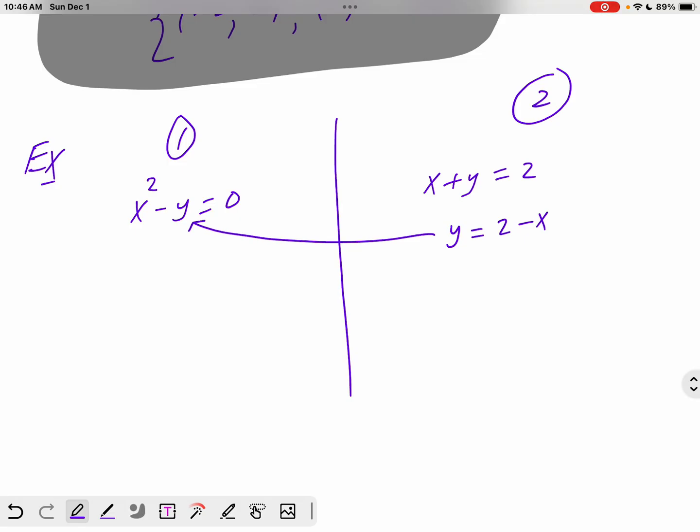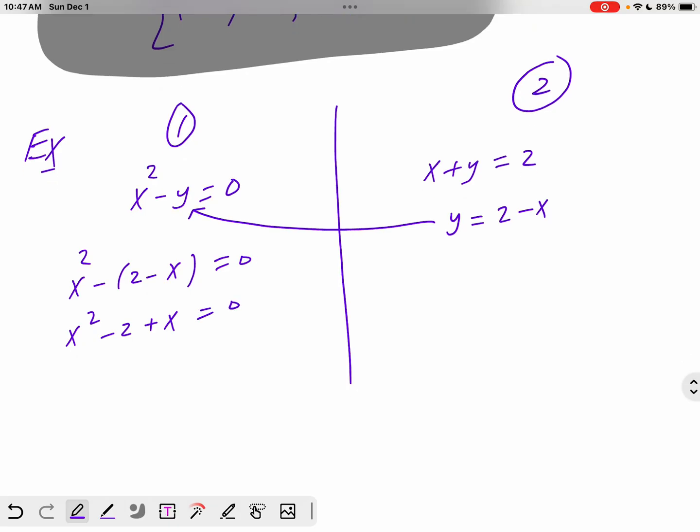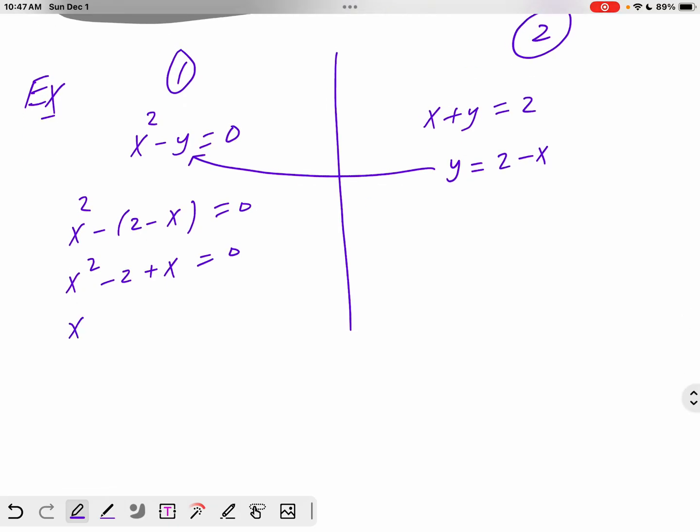Here is x squared minus 2 minus x equal 0. So this is x squared minus 2 plus x equal 0. So write in descending order, x squared plus 1x minus 2 equals 0.